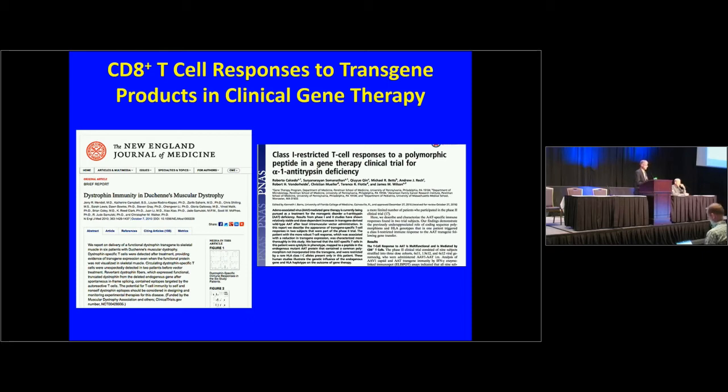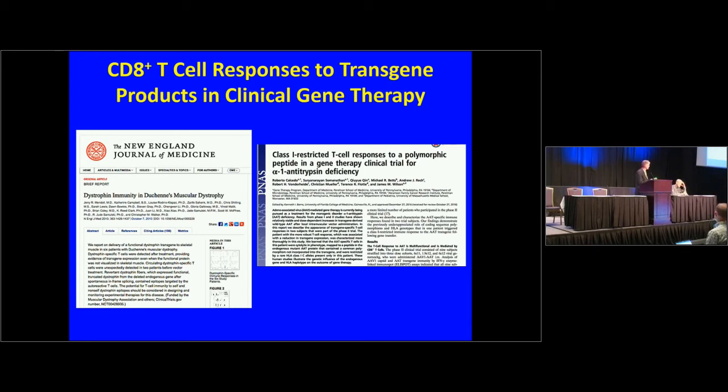And then it turns out that in clinical trials, CD8 T cell responses have been observed against AAV-encoded transgene products such as dystrophin, microdystrophin, which was very interesting. There seemed to be de novo responses in patients that had certain mutations, so that they were not tolerant to the sequences of the therapeutic microdystrophin, but there also seemed to be pre-existing responses that are an underlying problem of the disease.